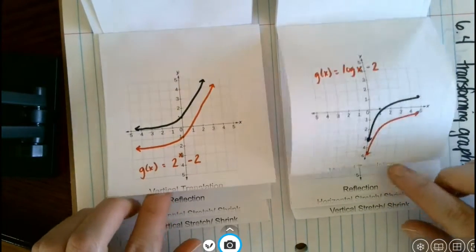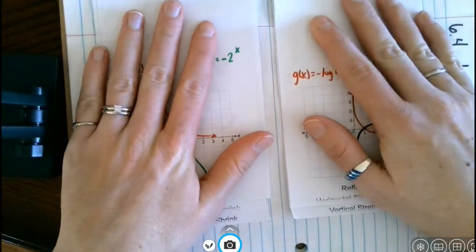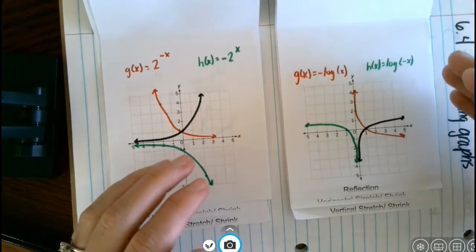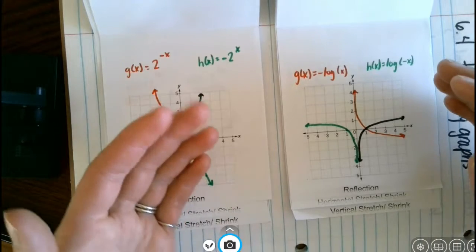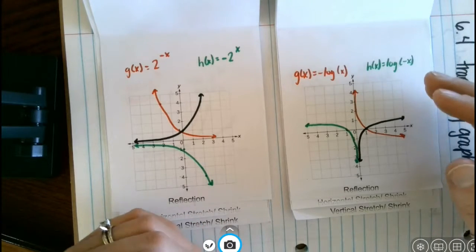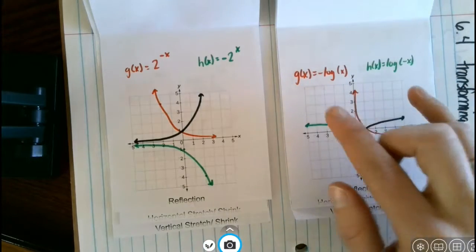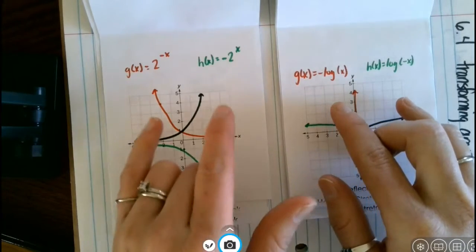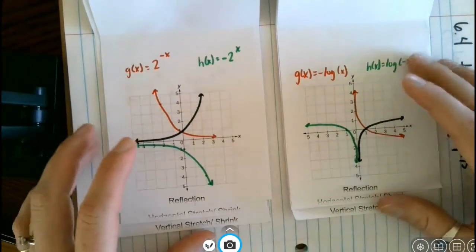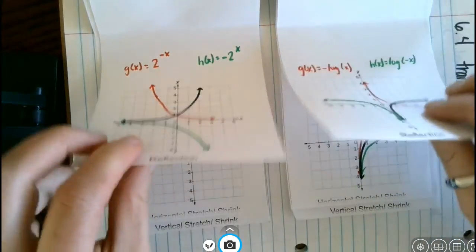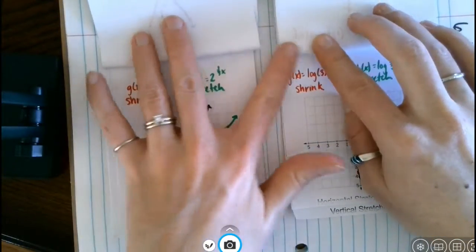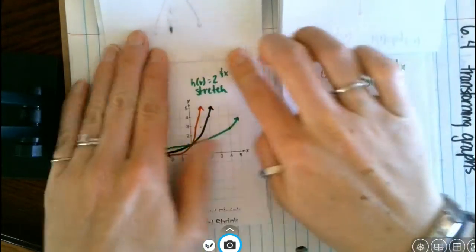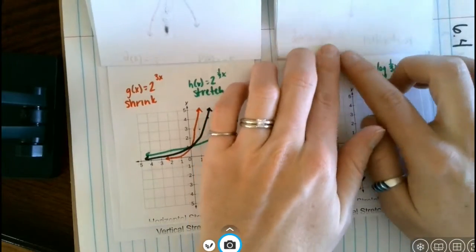And then we look at reflections, and we have two different ways that things can be reflected, right? They can be reflected over the x-axis, and they can also be reflected over the y-axis. And those look slightly different. So here you'll see where we have both of those, okay, and kind of what they do and what they look like. And then we've got our horizontal stretches and shrinks.